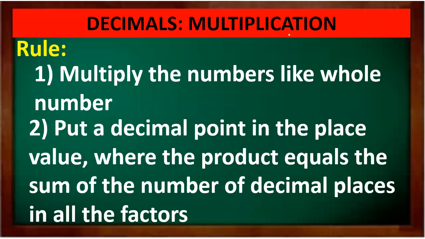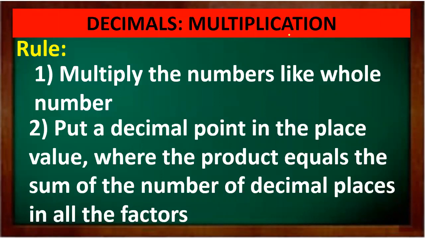So rule natin, okay, sa multiplying decimals, ang first rule natin dito is multiply the numbers like whole number. So, set aside mo yung decimal point niya. Huwag mong isipin yung decimal point niya. I-align mo yung numbers, last digit at saka yung last digit. Then, you multiply the numbers as if whole number sila. Then, put a decimal point in the place value where the product equals the sum of the number of decimal places in all the factors.